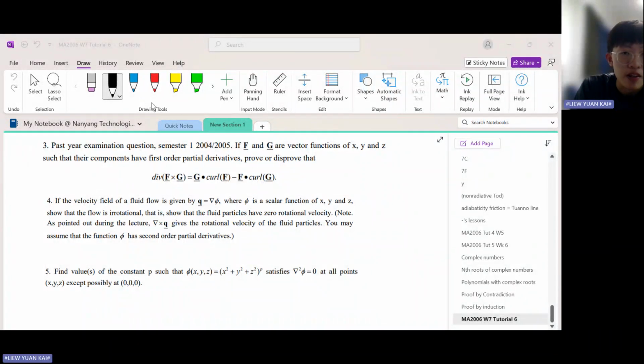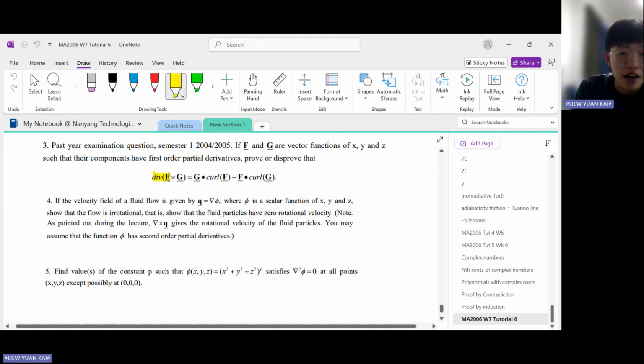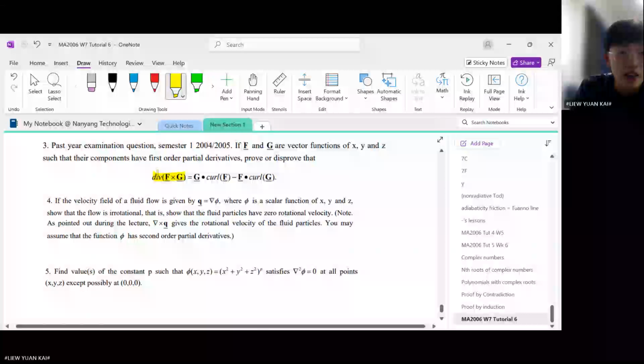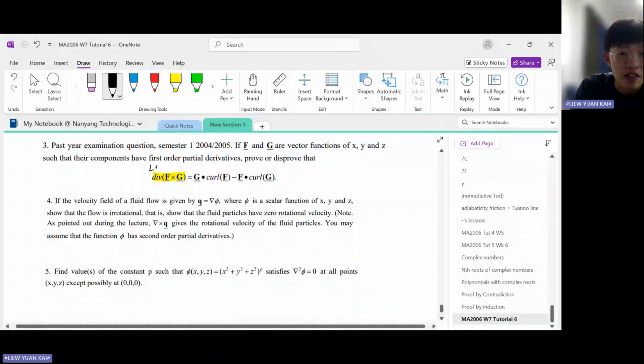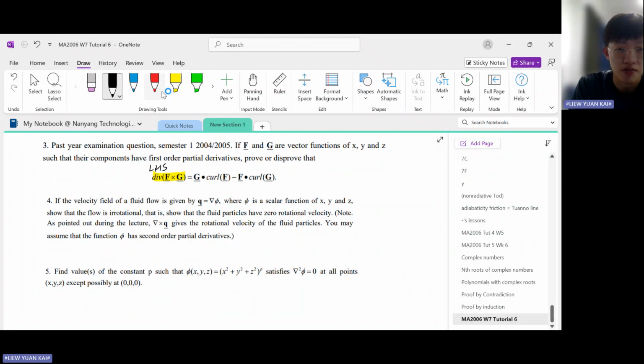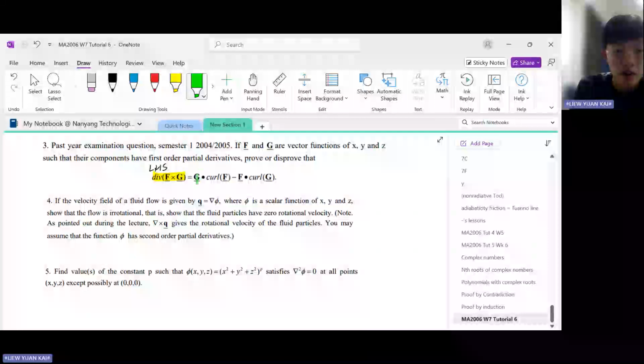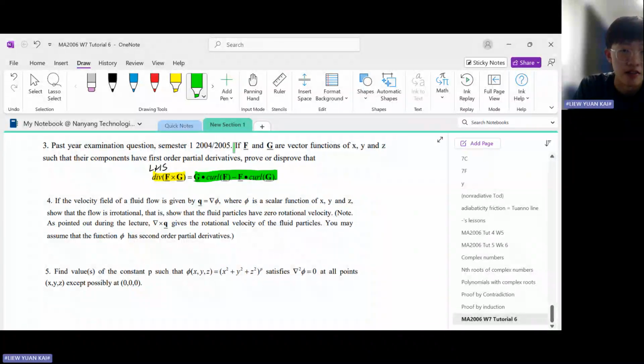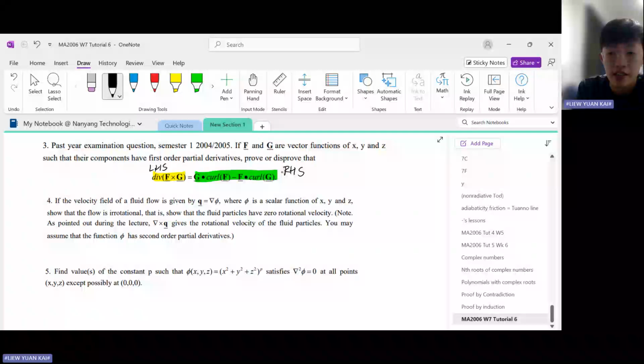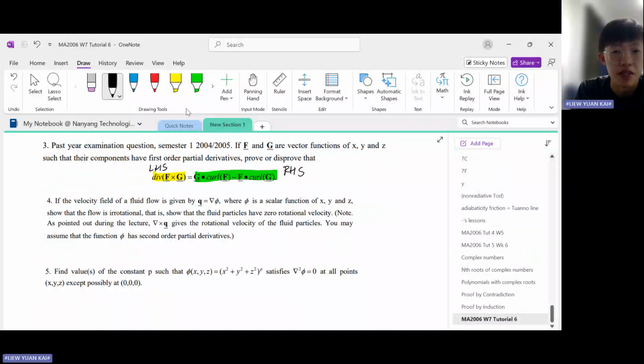To prove this statement, what we need to do is work out the left-hand side of the equation, the LHS, until it's in its simplest form. Then work out the right-hand side of the equation into its simplest form. If this statement is true, then you should see that in the simplest form, these two sides will be equal. Note that f and g are vector functions.